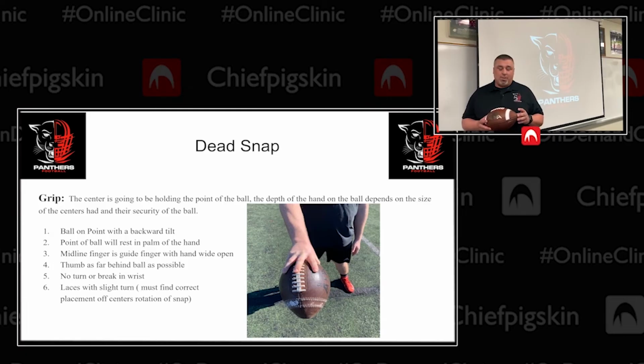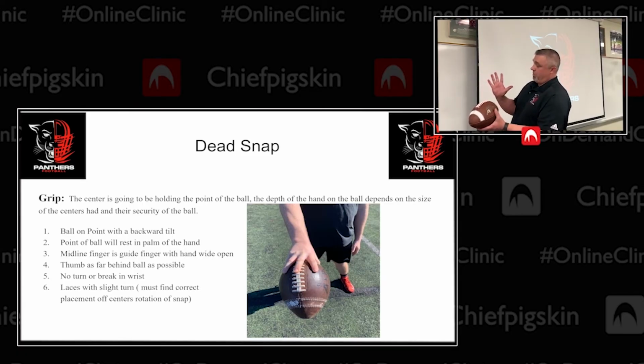The depth of the hand on the ball depends on the size of the hand of the center. So for me, I've got, again, larger hands. I like to take that ball and the point and I'll put it right into that soft spot of the hand and just let my hand naturally close on the ball. That gives me point of pressure all the way around the ball.